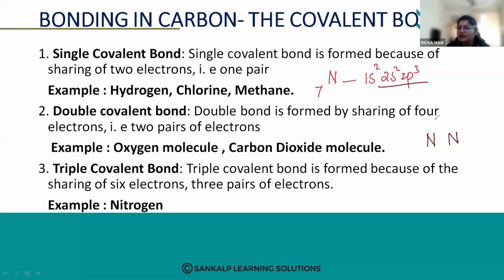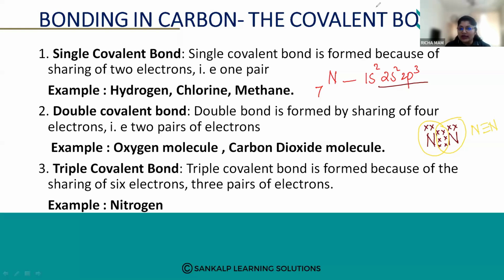So how many valence electrons are there? 5. So 1, 2, 3, 4, 5. Similarly, 1, 2, 3, 4, 5. You can see three pairs of electrons are shared. That is, six electrons are shared, so it is forming a triple bond, a triple covalent bond.